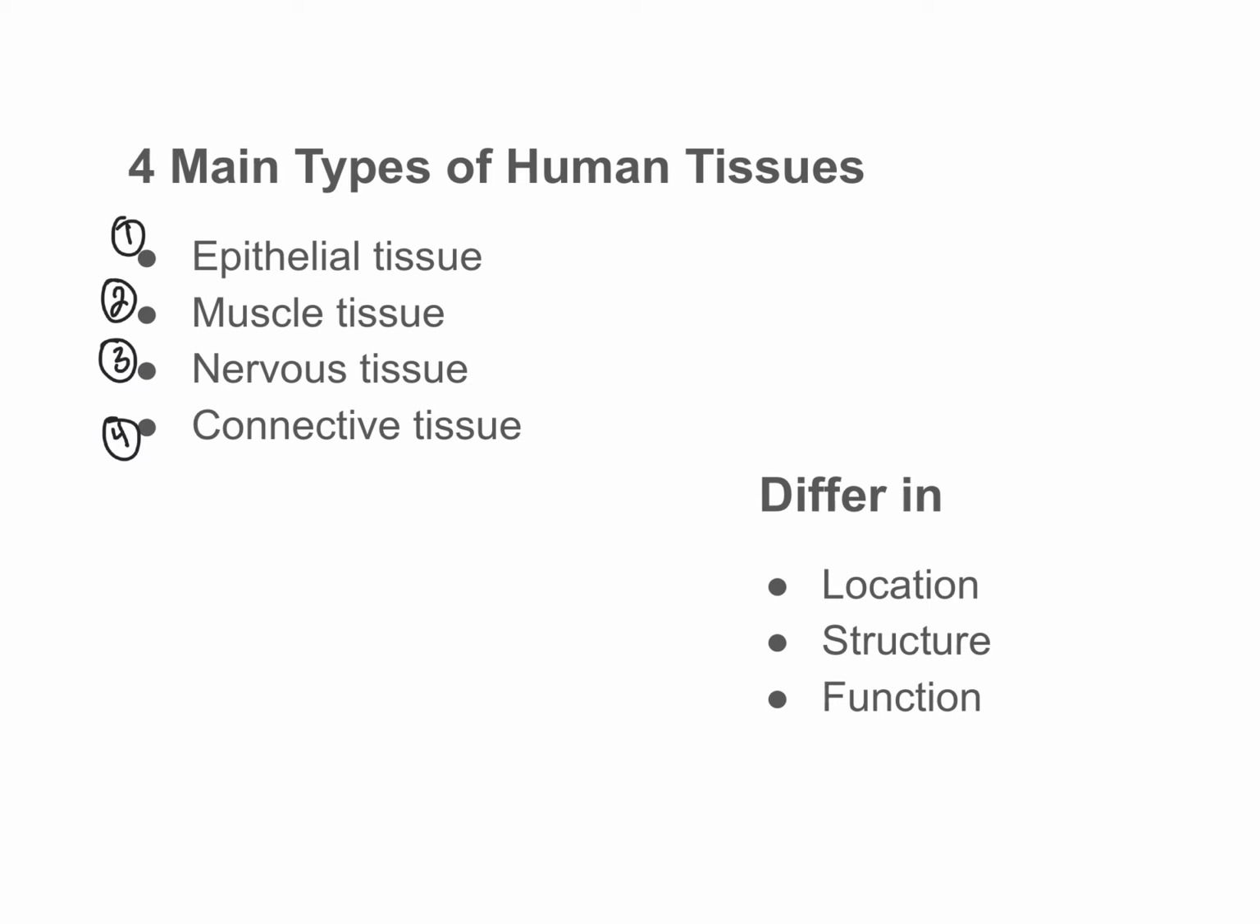As we look at these four main types of tissues, we're going to be looking at how they differ in their location, so where they're located in the body, their structure, which is what it's made of, and function, which is what it does.